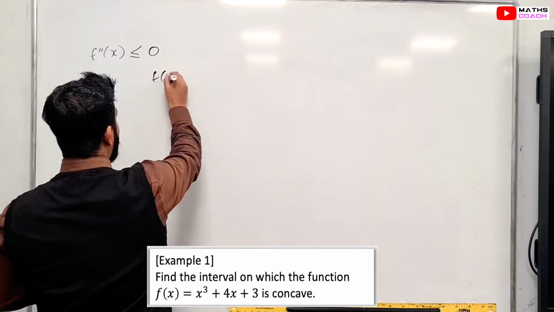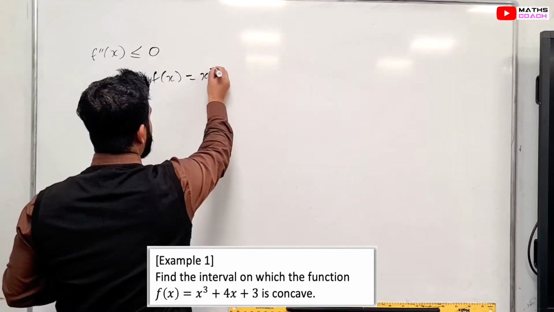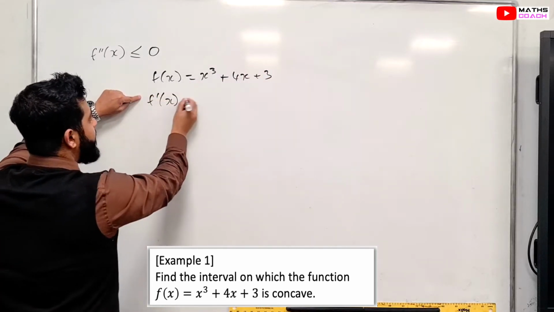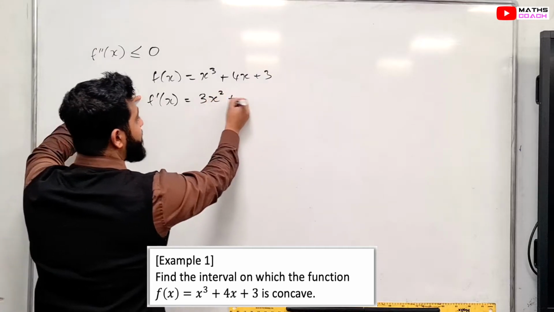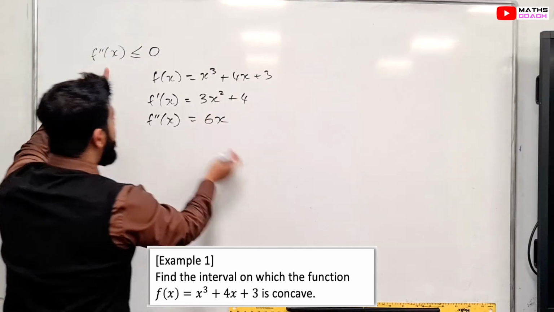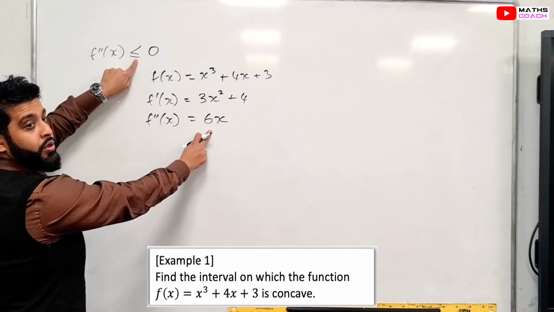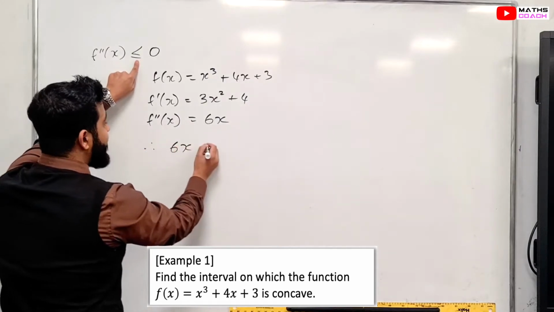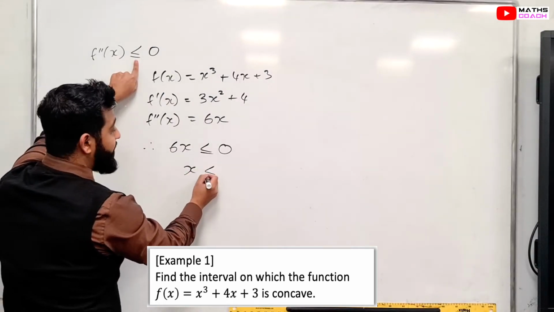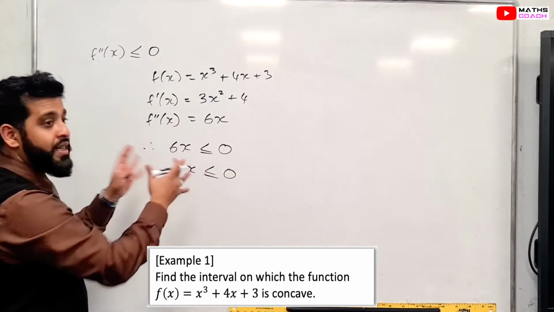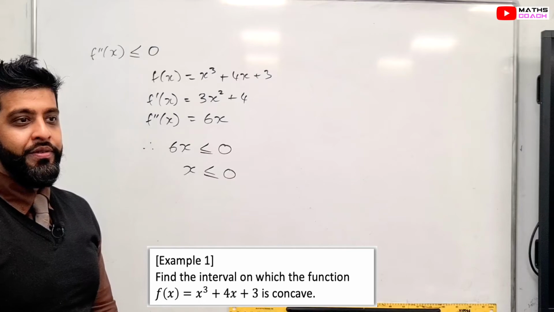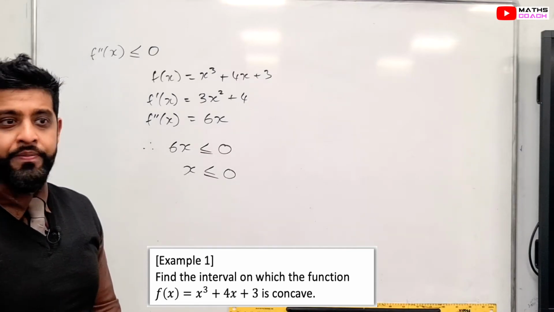So if we have f of x is equal to x cubed plus 4x plus 3, the first derivative will be 3x squared plus 4. And the second derivative, which we need for this, will be 6x. So now we make this 6x less than or equal to 0. So therefore, 6x is less than or equal to 0. And then what will x be, guys? X will be less than or equal to 0. So this is the range of values for which this function is concave. Is that good? All right.